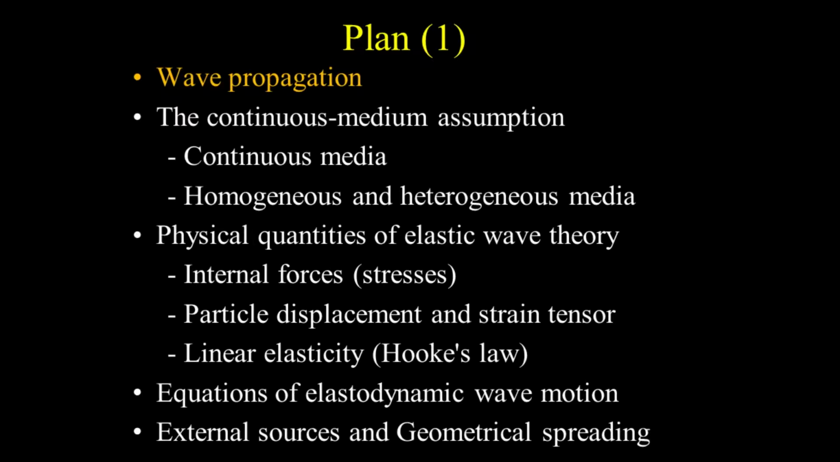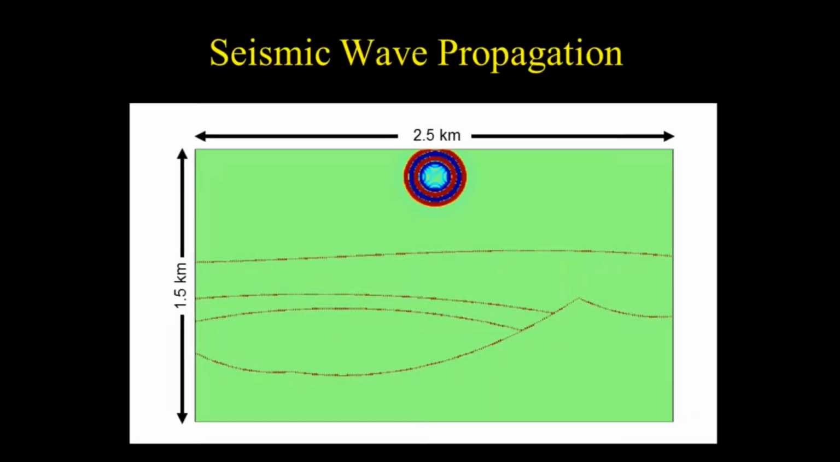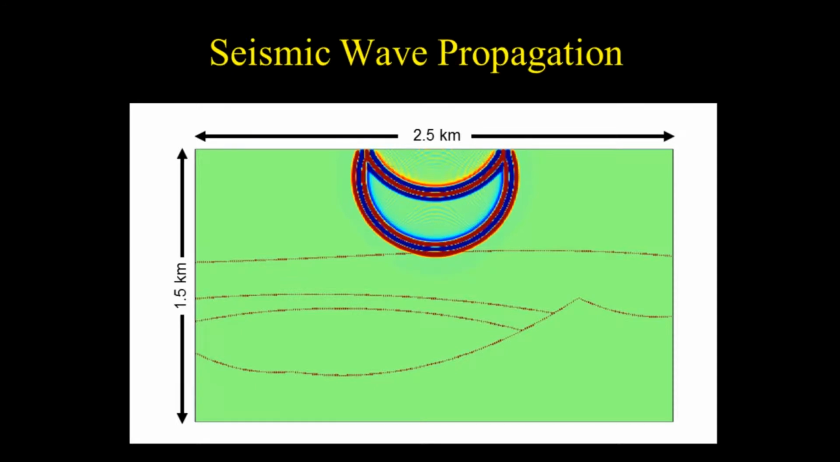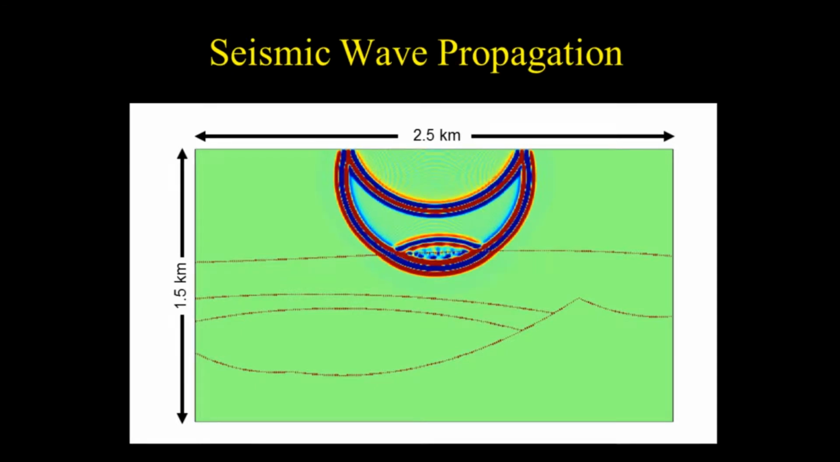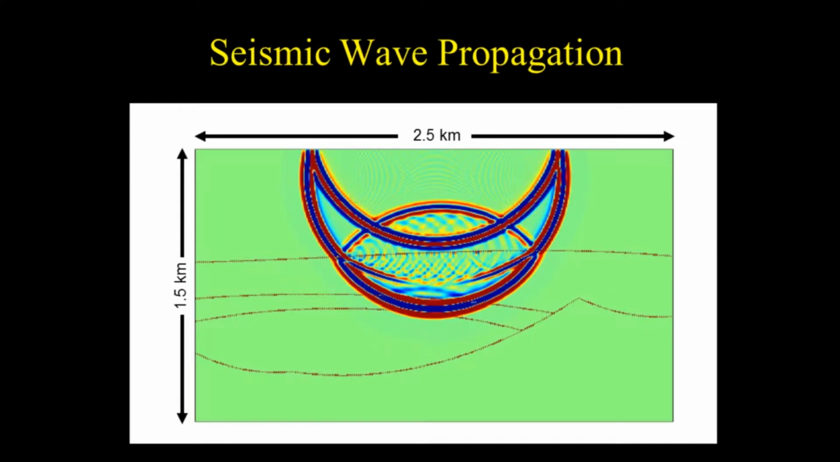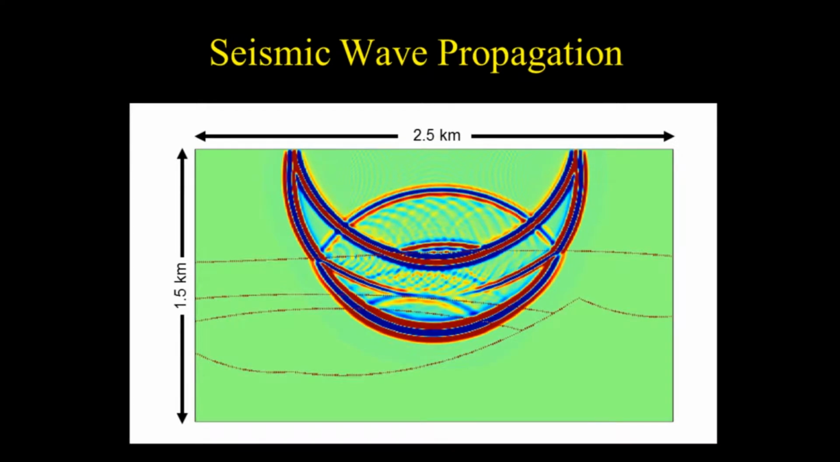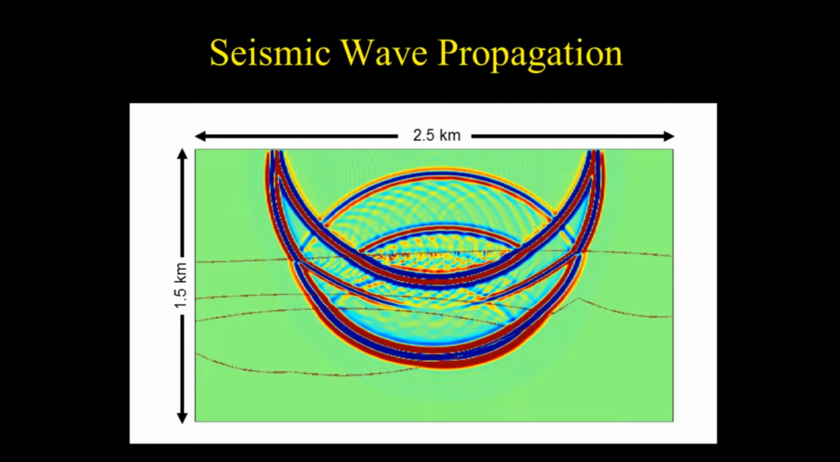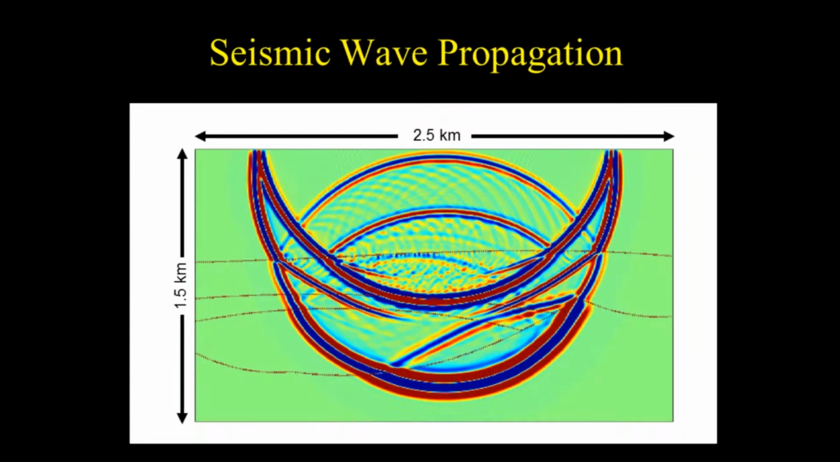Let's start by looking at wave propagation. We consider a medium of piecewise continuous regions separated by interfaces, where the medium parameters, or medium physical properties, are discontinuous. When we make an explosion, a disturbance of a very short duration occurs at the point of impact.